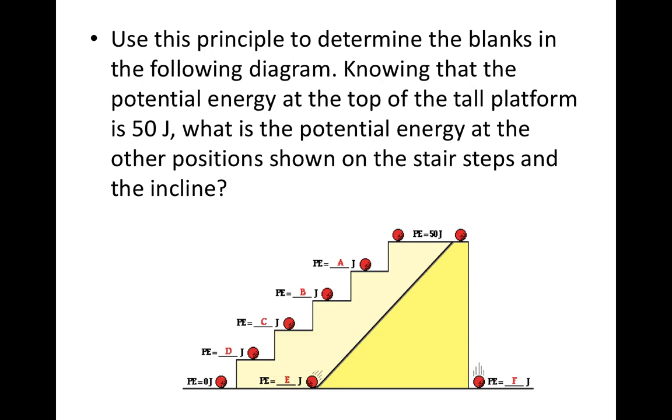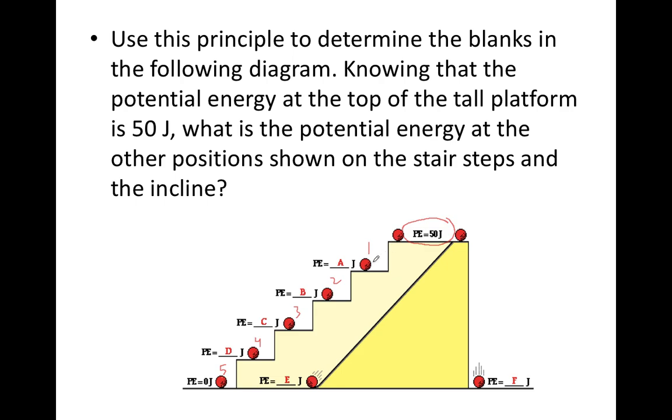Use this principle to determine the blanks in the following diagram. Knowing that the potential energy at the top of the tall platform is 50 joules, what is the potential energy at the other positions shown on the stairs, steps, and the incline? So here you have an incline, and at the top of the incline the potential energy is 50 joules, and then you have 1, 2, 3, 4, 5 stages in the steps.